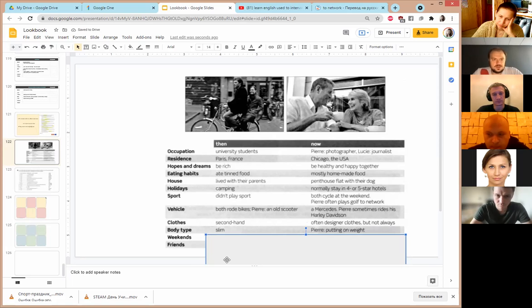They used to wear second-hand clothes, but now they wear designer clothes, very often. Yeah. Very often, but not always. Good. Sasha.